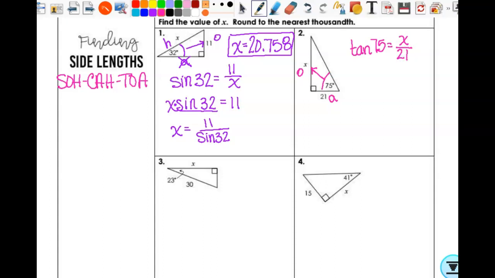Same process. I need to get rid of the fraction. I multiply by the denominator. So I get 21 times the tangent of 75 equals x. And then you just type that in just like you see it.